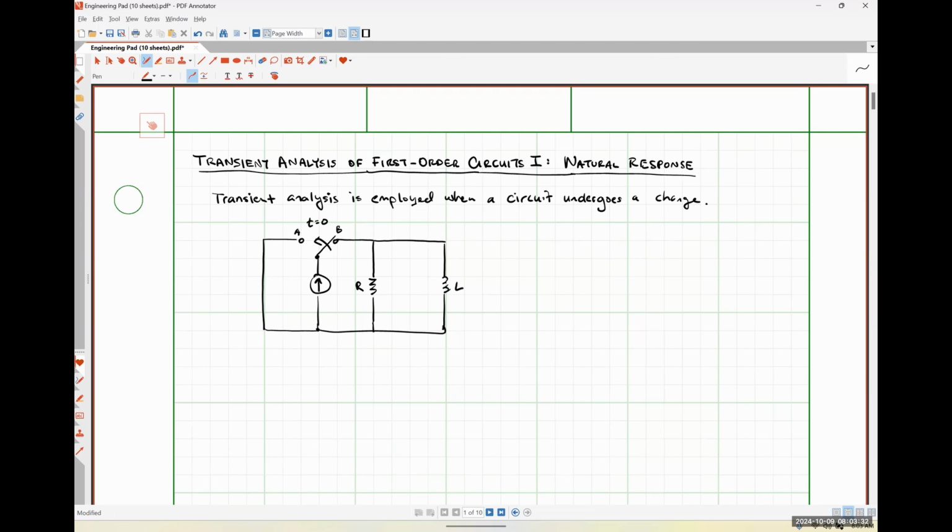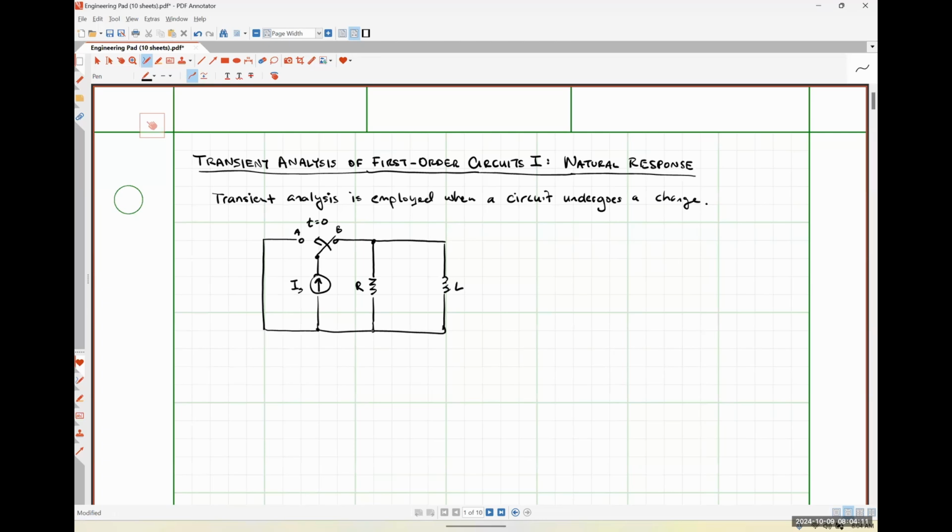Okay. So our circuit would be undergoing some sort of change because the current source is being disconnected from influencing the behavior of the voltage drop and current through both the resistor and the inductor. Okay. So effectively, for any circuit that we're going to look at in this class, if it contains a switch and an energy storage element, so either a capacitor or an inductor, we are going to be dealing with a transient analysis problem. Okay.